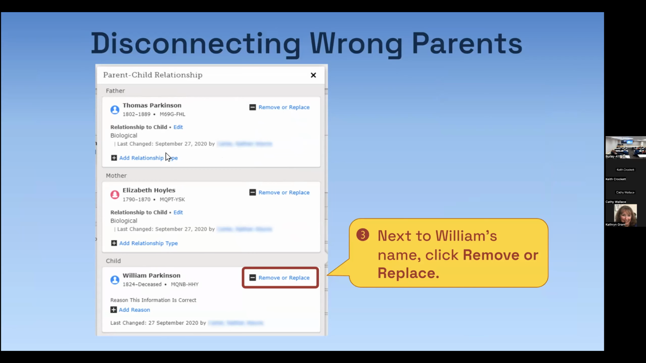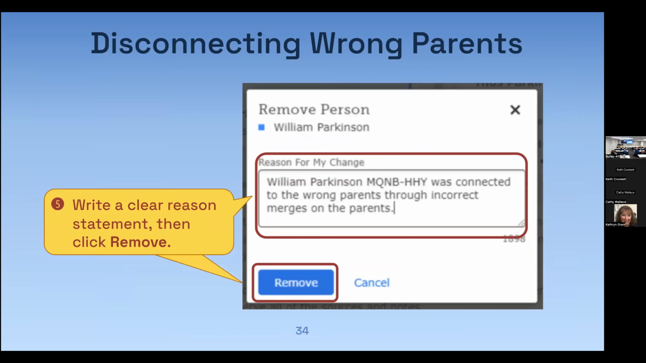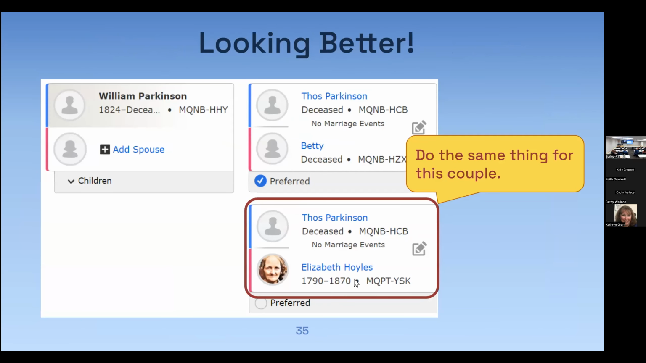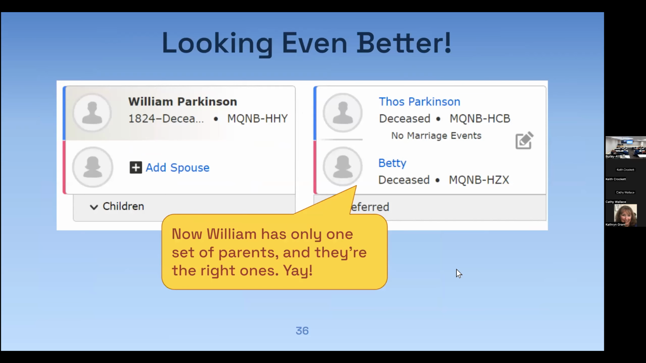Have you guys, anybody ever seen that? Raise your hand if you've seen that happen. Yeah. So to avoid that, even though we're only trying to disconnect the wrong mom, we want to choose the option to disconnect both parents. So when we do that, this is what we're left with. Now William only has one set of parents and they're the right ones.